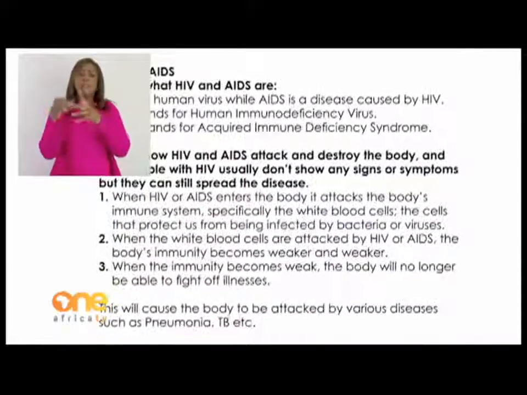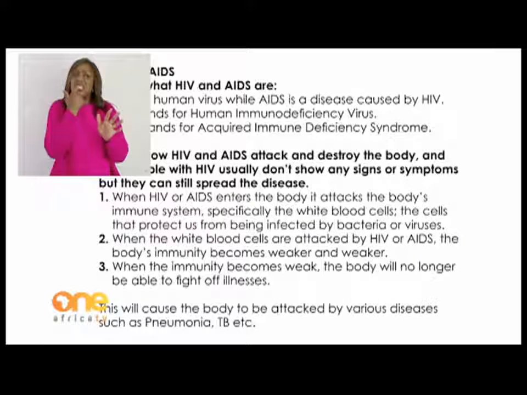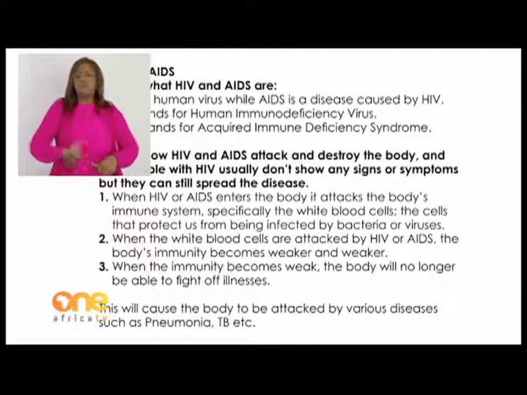These white blood cells are the ones that protect our body from being infected by bacteria or viruses. However, when the white blood cells are attacked by HIV or AIDS, the body's immunity becomes weaker and weaker. When the immunity becomes weak, the body will no longer be able to fight against illness. Therefore, different diseases such as TB will just pop in the body. That's how HIV and AIDS attack and then destroy the body.